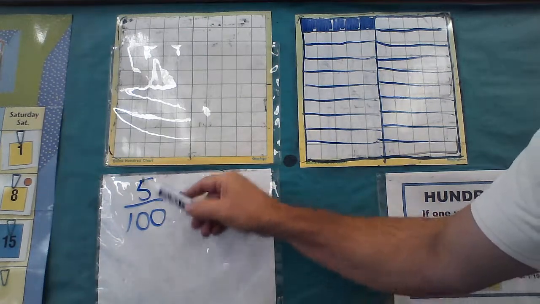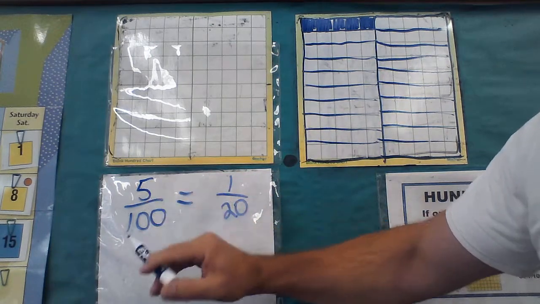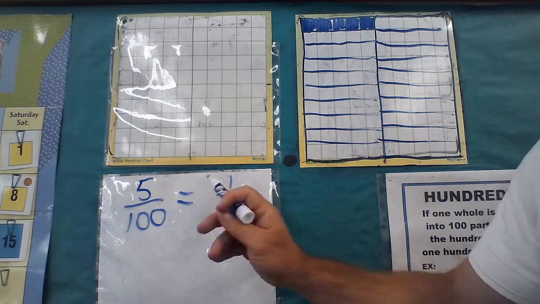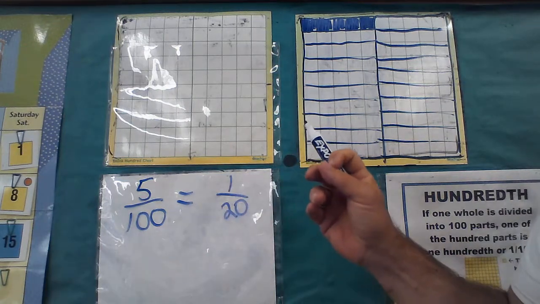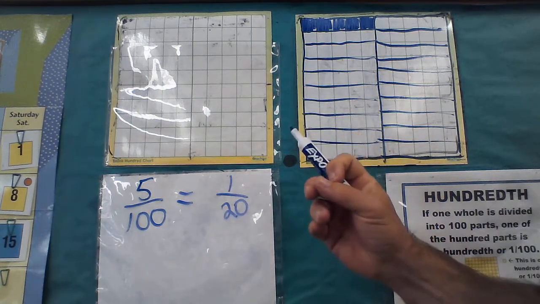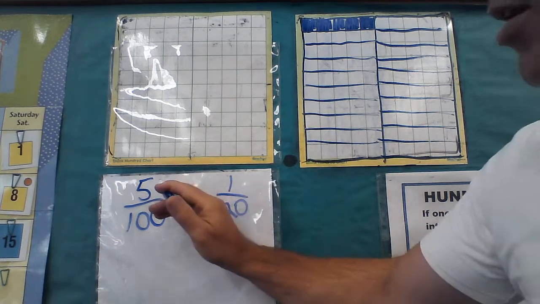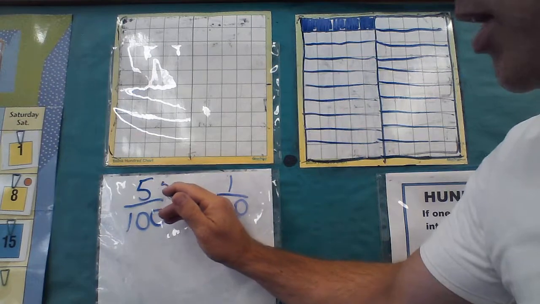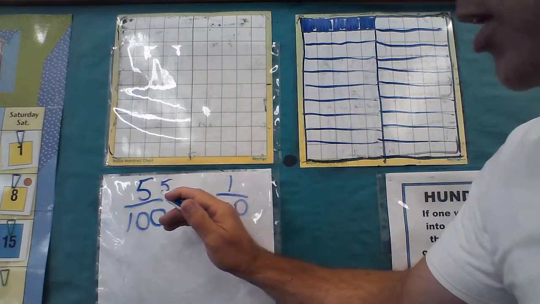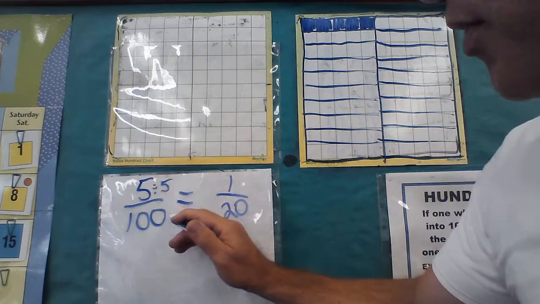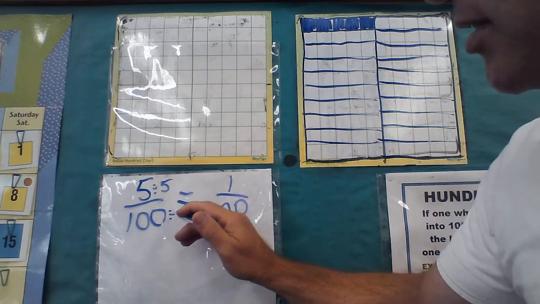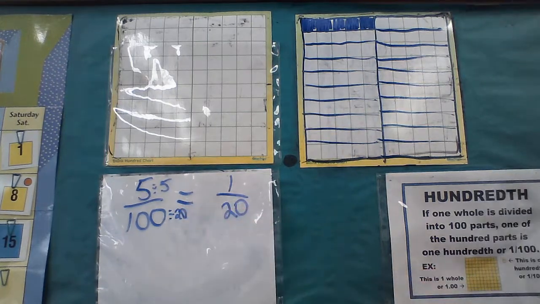Well, look at the multiples of 5. 5, 10, 15, 20, 25, 30, 35, 40, 45, 50, 55, 60, 65, 70, 75, 80, 85, 90, 95, 100. Those are our multiples. Well, I know that 5 is a multiple of 5 naturally, and I know that 20 is a multiple of 5 by looking at my list.